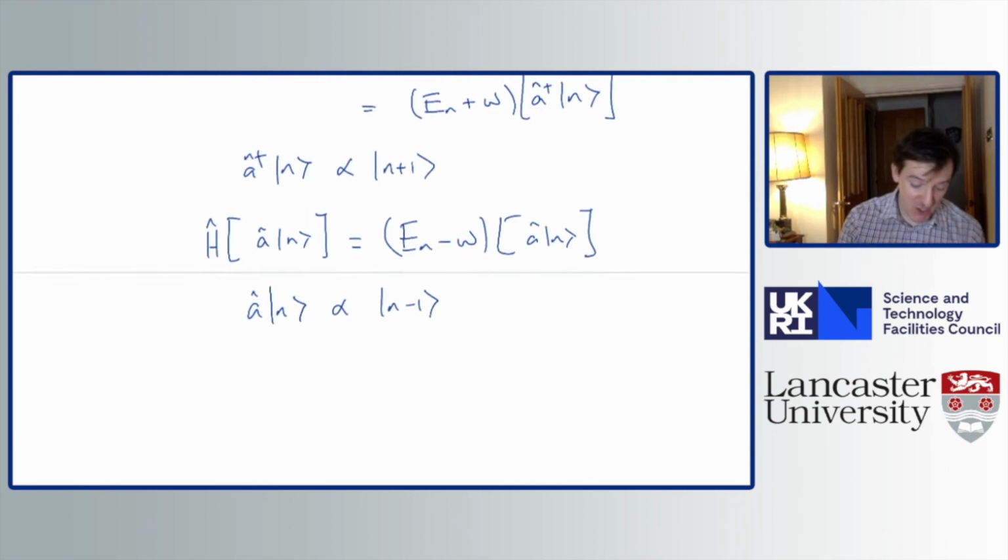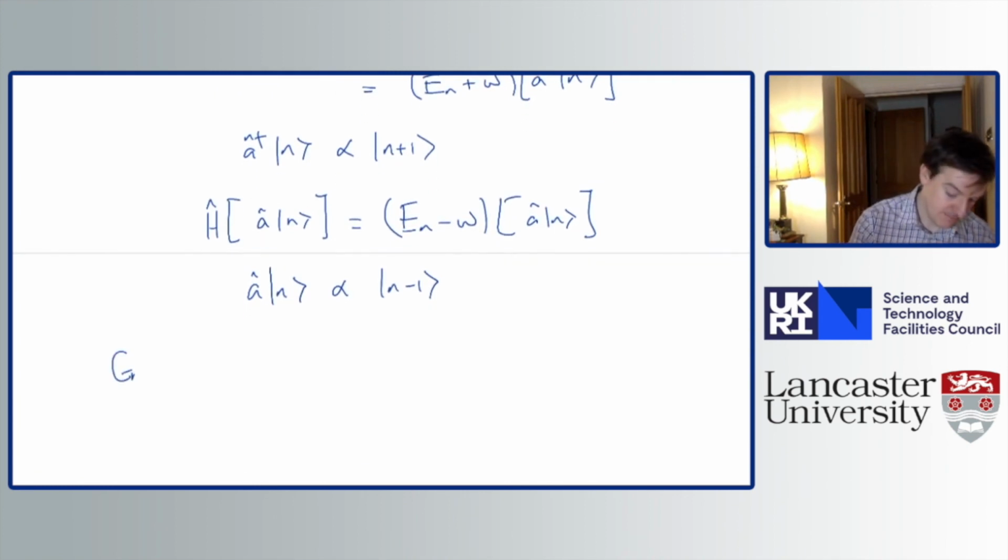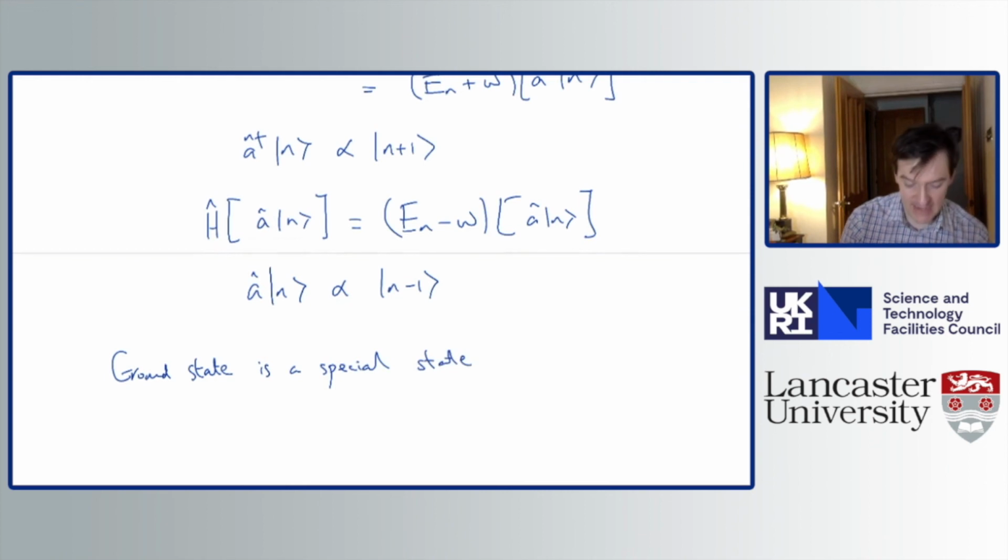Okay, now it turns out there's a special state in the theory, which is the ground state. We can define the ground state in terms of these A operators. The ground state is a special state that satisfies the condition that A acting on the ground state, which I'll label with the ket 0, gives 0. So when I act with A on 0, I get nothing. And that's because the ground state is already the lowest energy state, so I can't have anything that's lower than the lowest energy state.